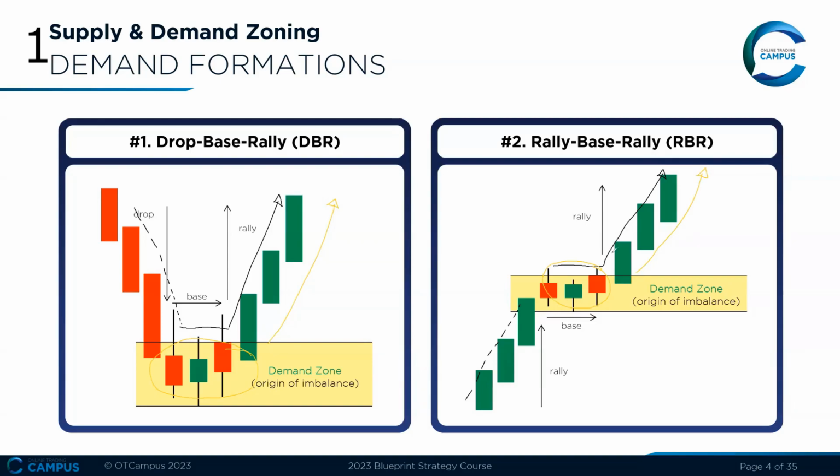That is the important part. Whatever happens before that, either a rally into the base or a drop into the base, that doesn't matter. That just changes the name of the demand zone. One is a drop-base-rally, with this visually looking like a U shape, and one just being a rally-base-rally with a rally prior to the base. So here again, most important, we'll be looking for green candles.